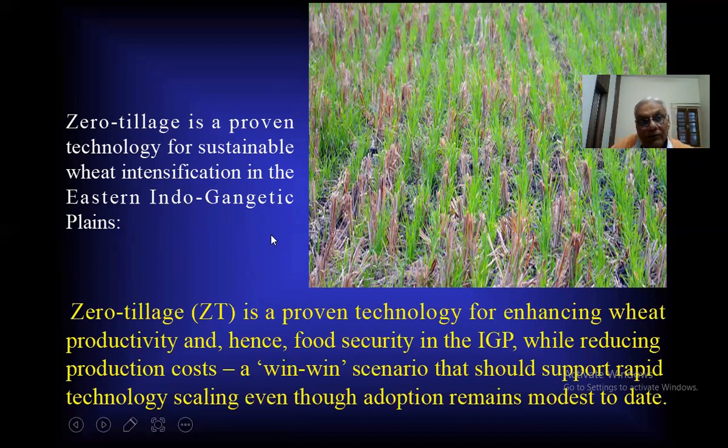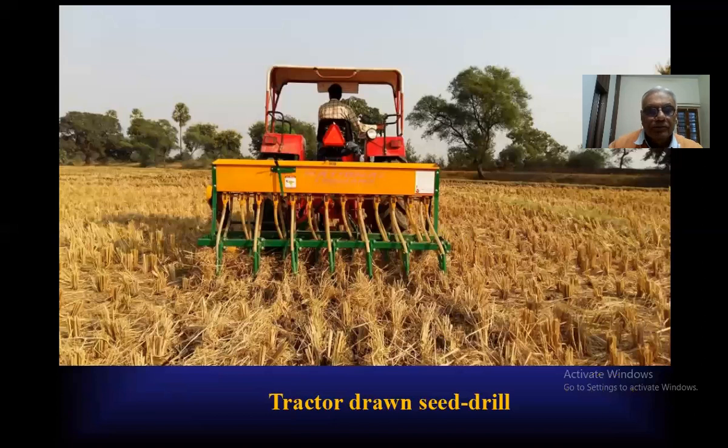So when we are doing minimum tillage or zero tillage, then there will be a reduction in the cost of cultivation. A win-win scenario that should support rapid technology scaling, even though adoption remains modest to date. So many farmers have started zero tillage and conservation technology. So you can see here the tractor drawn seed drill.